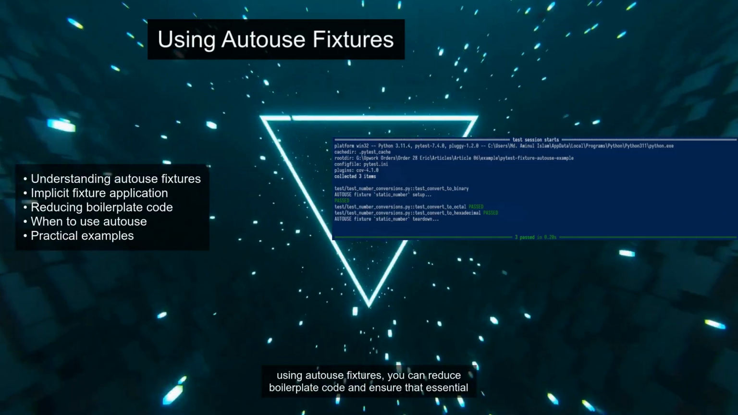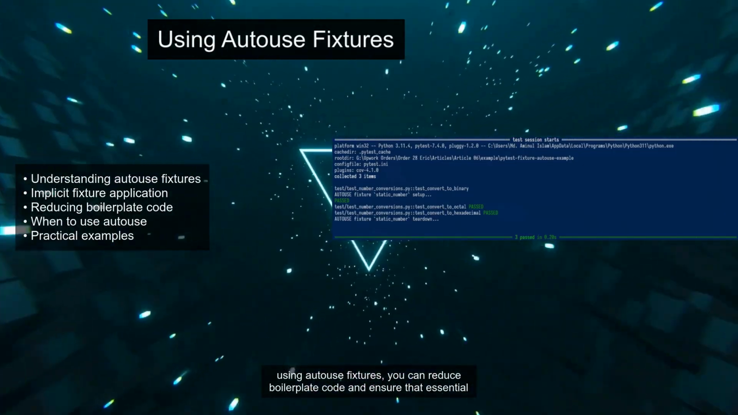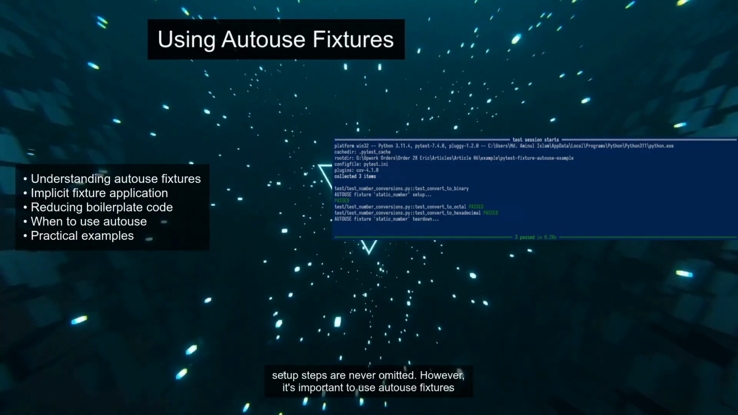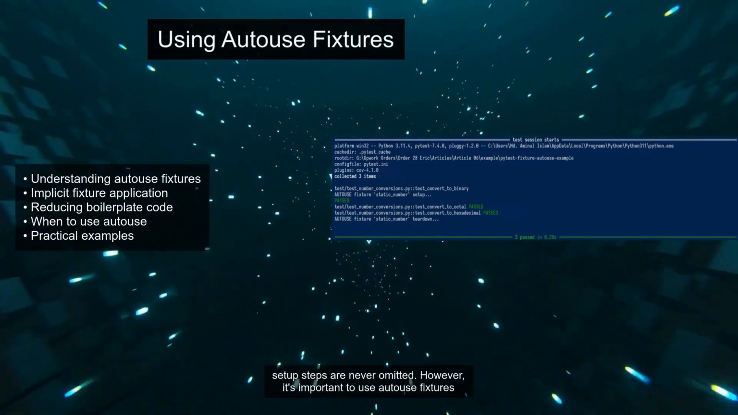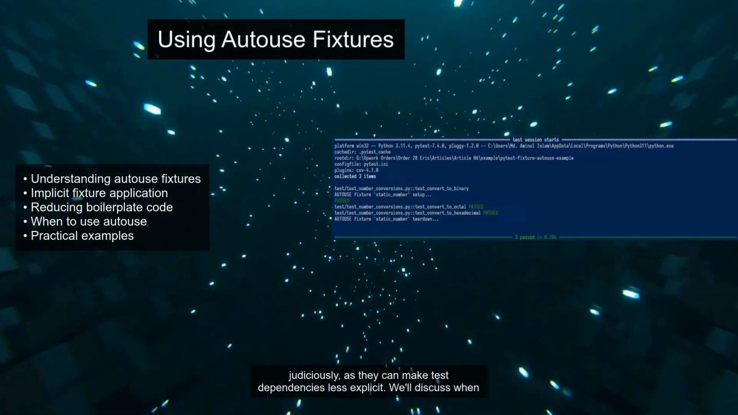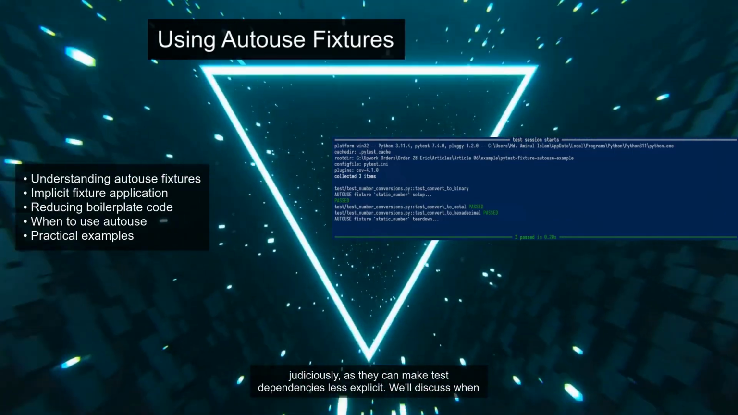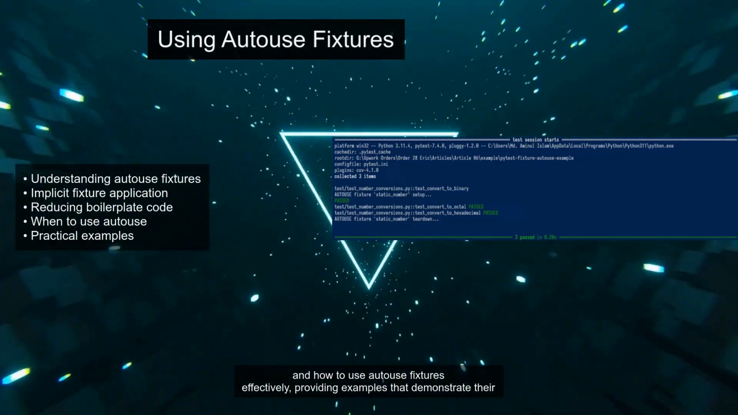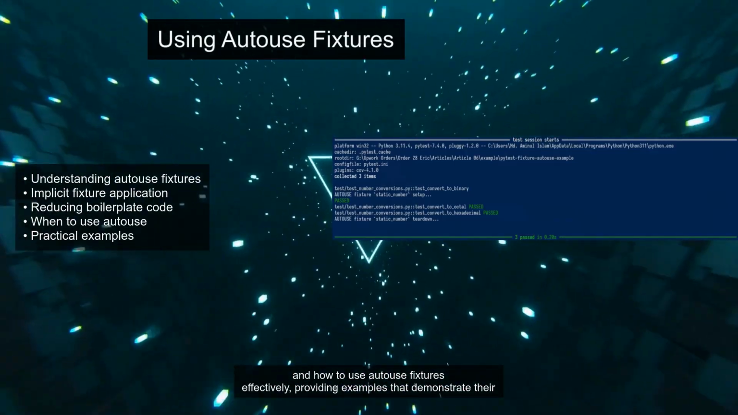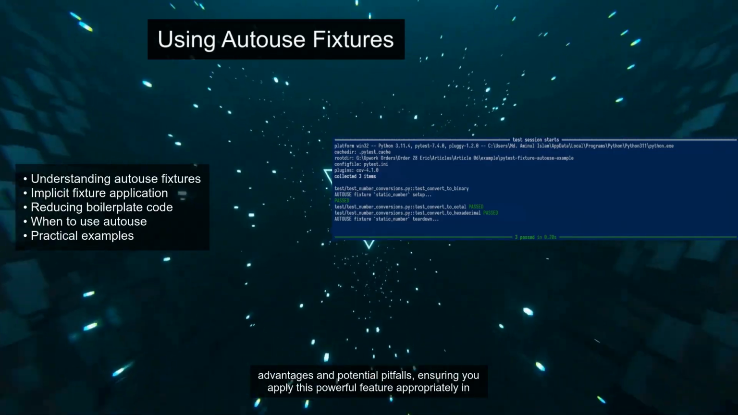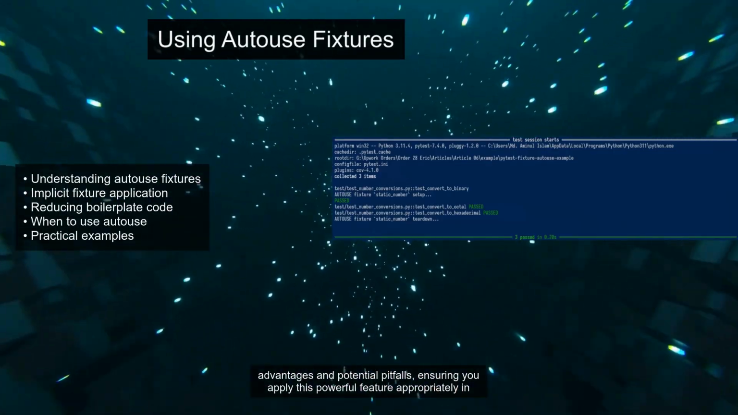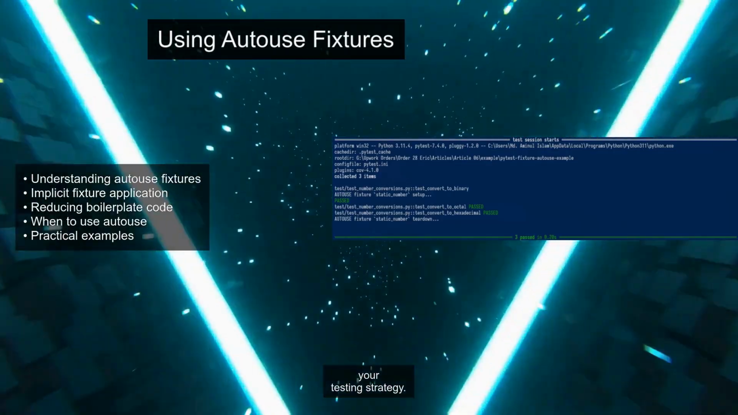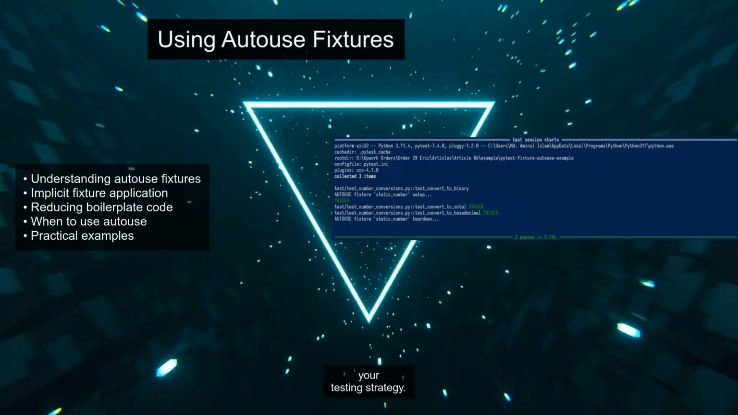By using autouse fixtures, you can reduce boilerplate code and ensure that essential setup steps are never omitted. However, it's important to use autouse fixtures judiciously, as they can make test dependencies less explicit. We'll discuss when and how to use autouse fixtures effectively, providing examples that demonstrate their advantages and potential pitfalls, ensuring you apply this powerful feature appropriately in your testing strategy.